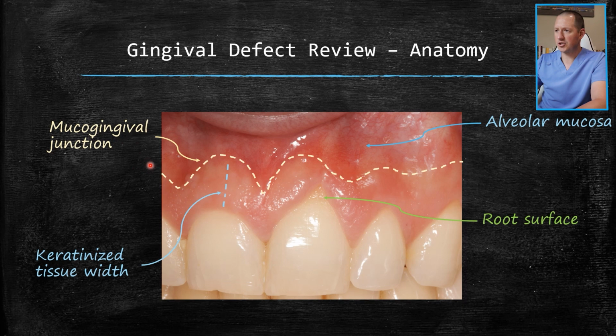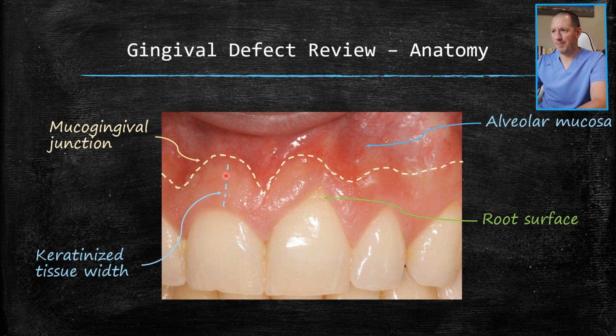It's the junction or the separation or the demarcation line between the keratinized tissue, sometimes also called attached gingiva, and the alveolar mucosa. So you can see this nice line here. Most patients it's pretty well defined. Sometimes it's a little harder to see, but you see everything coronal to this line is what we call keratinized tissue.